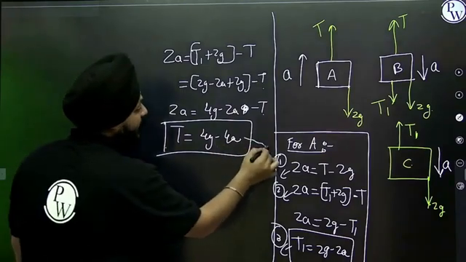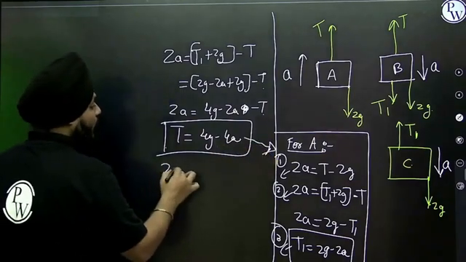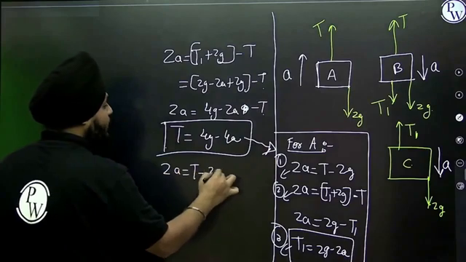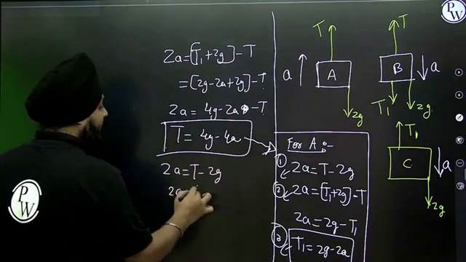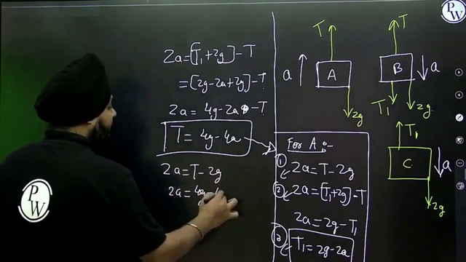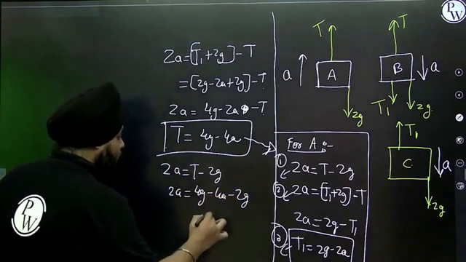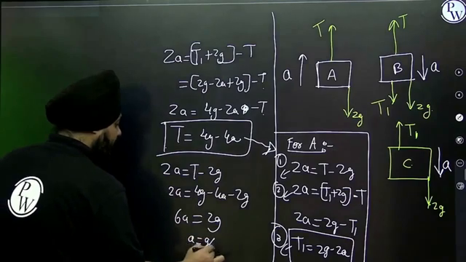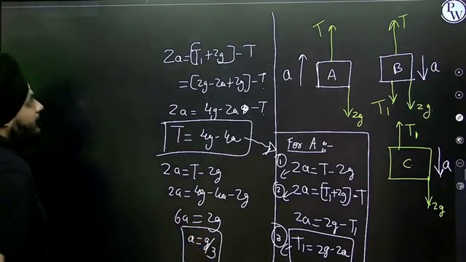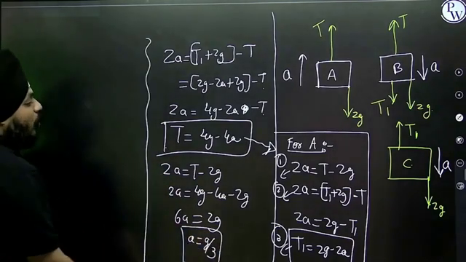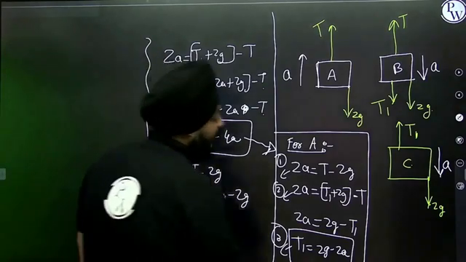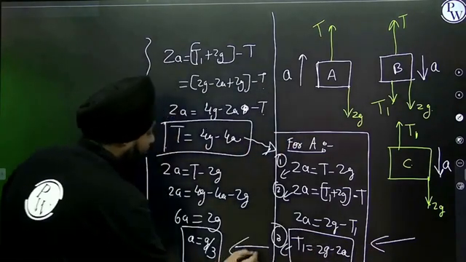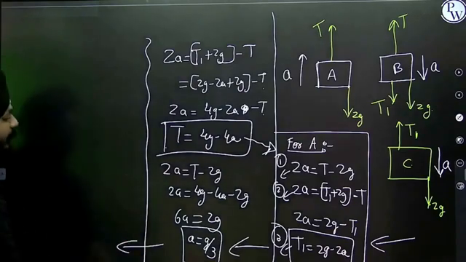Can I replace this in equation number 1? Yes, 2a is equal to T minus 2g. So 2a is equal to 4g minus 4a minus 2g. So it's 2g equals 6a, and a is equal to g by 3. Net acceleration, we got it as g by 3.